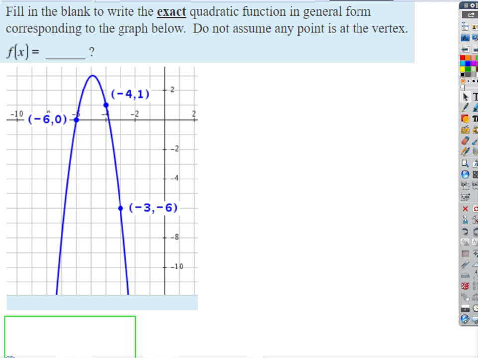Oh yeah, forgot something like this. Okay. So this is kind of a cool problem here. What if we wanted to fit the exact quadratic function in general form to this system? First of all, what is a quadratic function in general form? Quadratic function in general form is just ax squared plus bx plus c. So y equals ax squared plus bx plus c, right? We want to fit that. So how could we use the fact that we know these 3 points to find the exact quadratic function that goes through all 3?